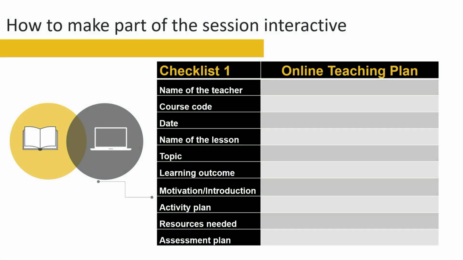Date can be mentioned there, name of the lesson, and what topic. In the lesson you may have so many topics, so what is the topic you are going to teach in a particular lesson, and what's your learning outcome, and how you are going to motivate your students in the beginning, and what activity you plan to conduct, and what are the resources you need to make your online teaching a successful one. And then towards the end, how you are going to evaluate whether the students have learned it or not. So all this plan you can have well in advance.